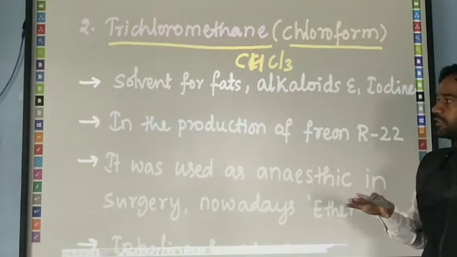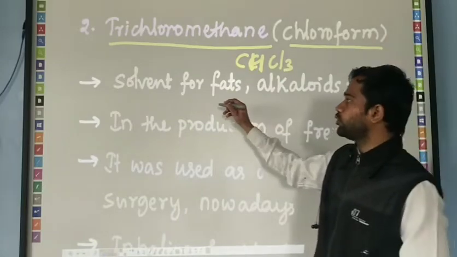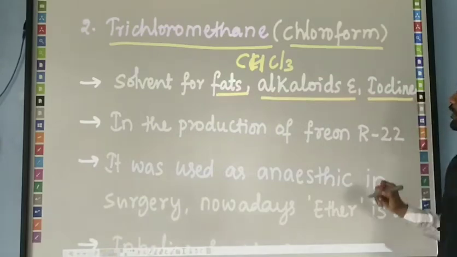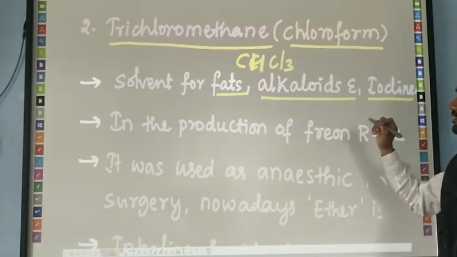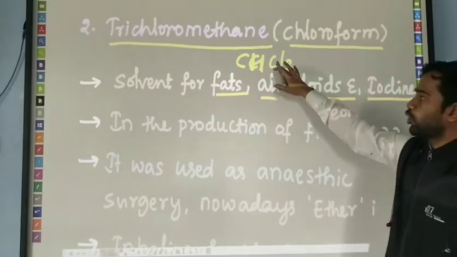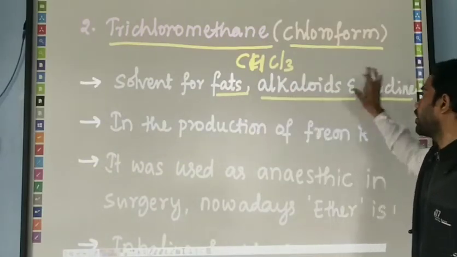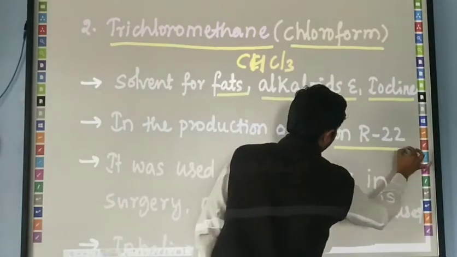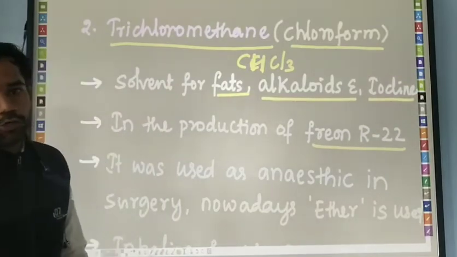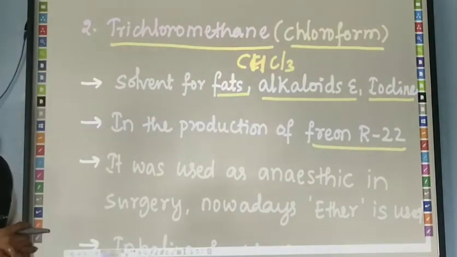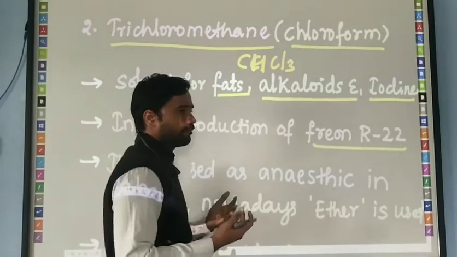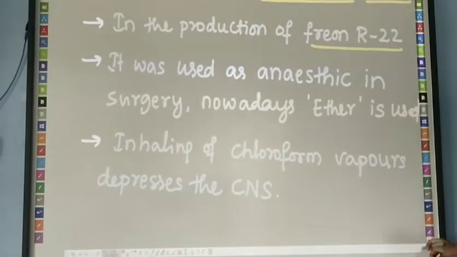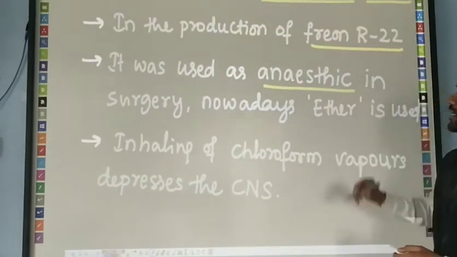It is CHCl3. Chloroform is used as a solvent for fats, alkaloids and iodine. That means chloroform dissolves fats, alkaloids and iodine. It is also used in the production of Freon R22, one of the famous refrigerants used in air conditioners, and it is also used as an anesthetic in surgery.